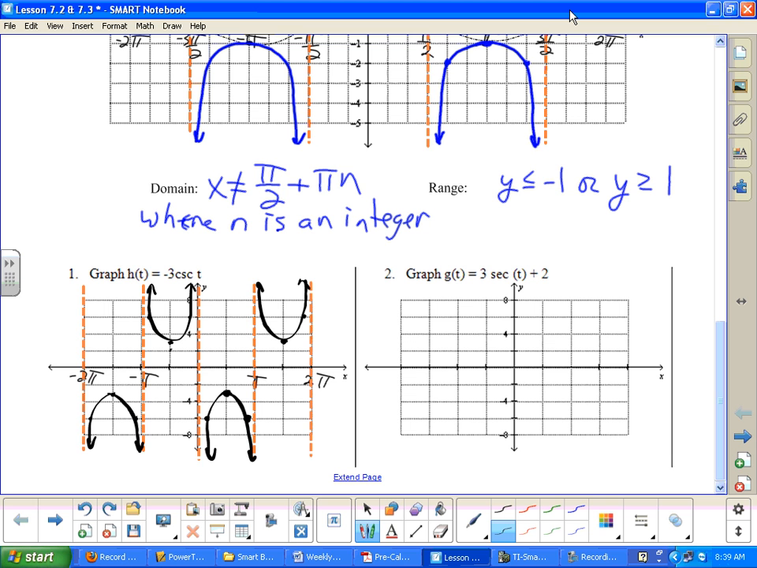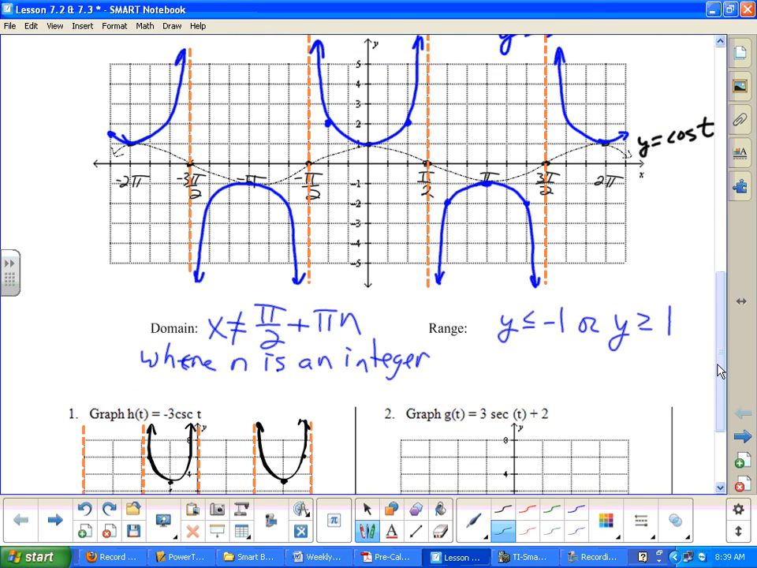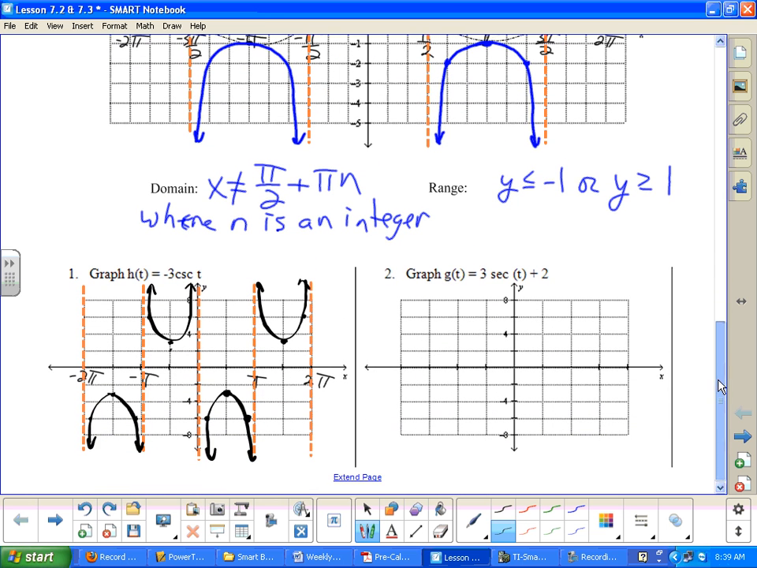In this other example, we're going to graph 3 secant of t plus 2. So not only are we going to multiply the y values by 3, we're then going to add 2 to them. Right? So we're going to have a graph that looks just like this one here, except it's going to be stretched out. So all my y values are going to be 3 times greater. But then I'm going to take the whole graph and move it up 2 also. Okay? So let's start and look at these.